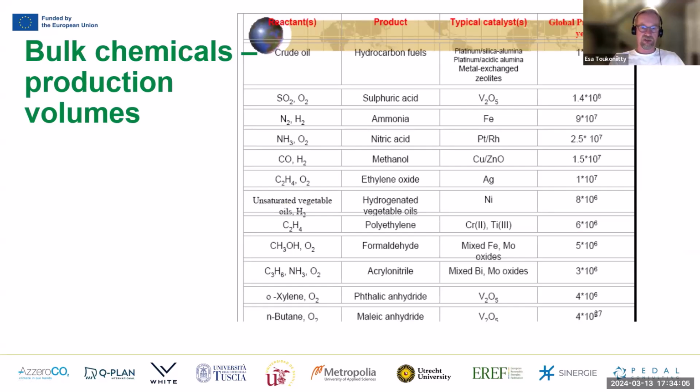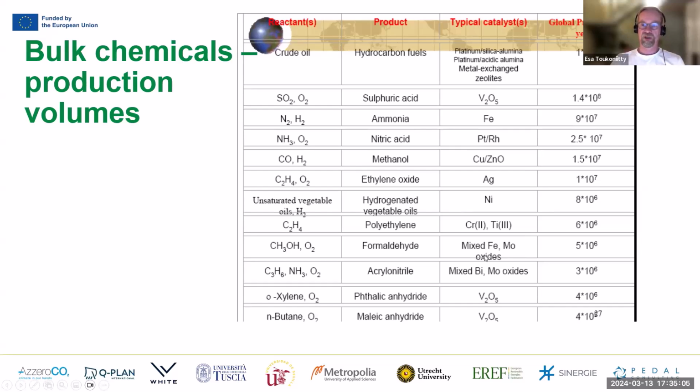Let's not go into details of this table, but this is just if you are interested. It's quite old data, but the idea is to see what are typically the most used or produced chemicals in the world. Here are hydrocarbon fuels, sulfuric acid, ammonia, nitric acid, methanol, and so on. These are very basic, bulk chemicals that are used in large volumes. And the majority of their production involves different catalytic materials.